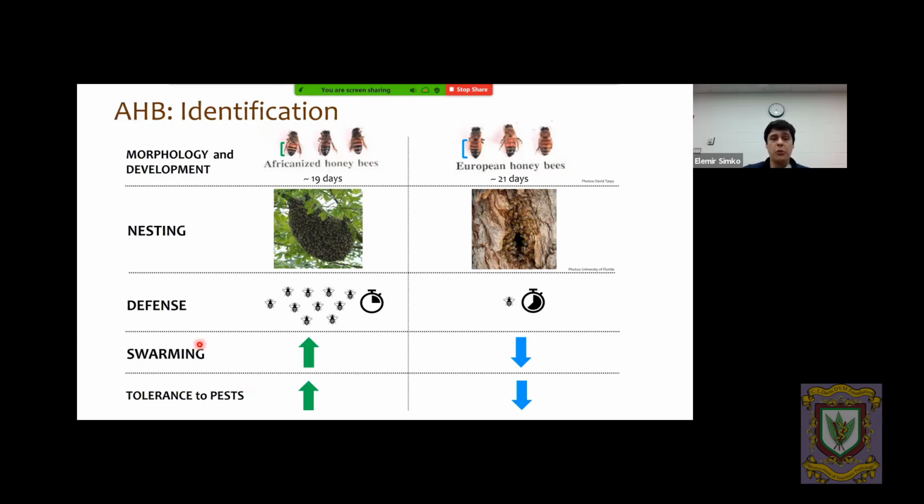And also tolerance to pests. For example, Varroa destructor, we will see that Africanized bees are way more tolerant to this kind of pest, and that can be explained by many reasons. One of them, for example, they have a shorter period of development, and possibly they present much more frequently high hygienic behavior.